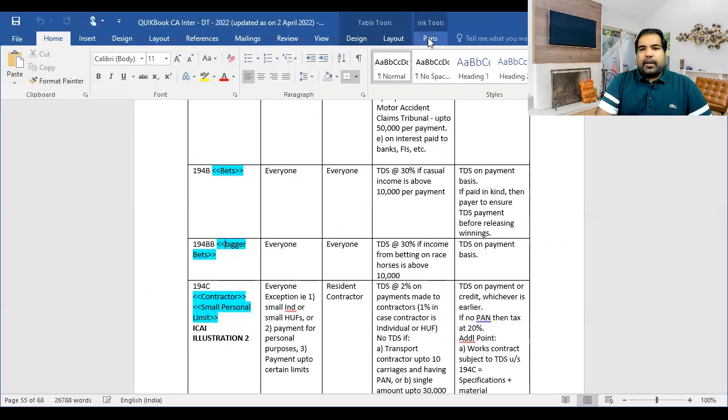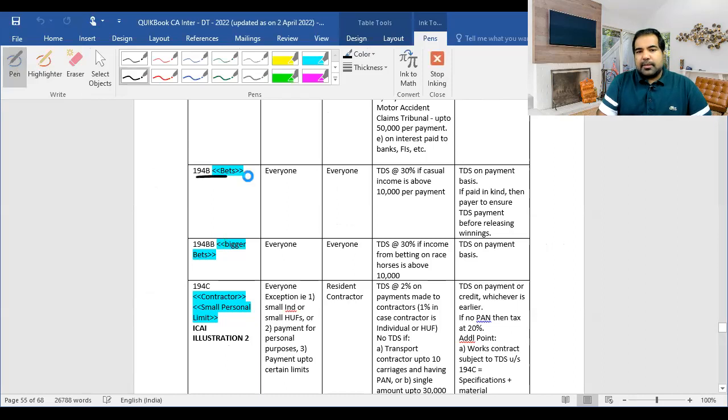Here is section 194B. B is bets. It applies to everyone when payment is made to anyone. TDS at the rate of 30% if the casual income is above 10,000 per payment. TDS is on payment basis.